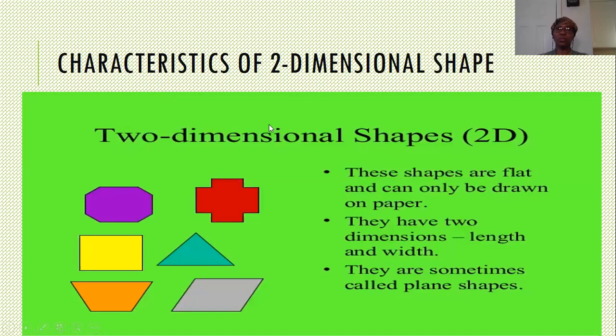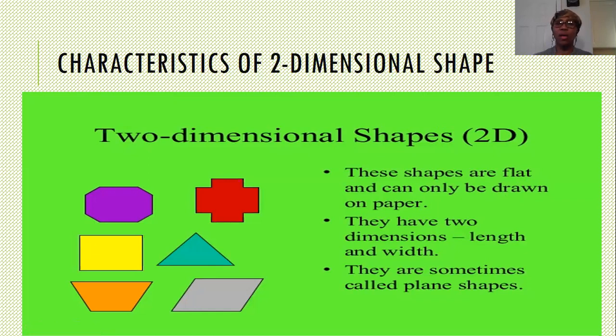So what are two-dimensional shapes? They have certain characteristics. Two-dimensional shapes are flat and can only be drawn on paper. Now you guys know, I know you like to draw. So now you know you can draw shapes on a paper. These are two-dimensional shapes when you're drawing on a paper.